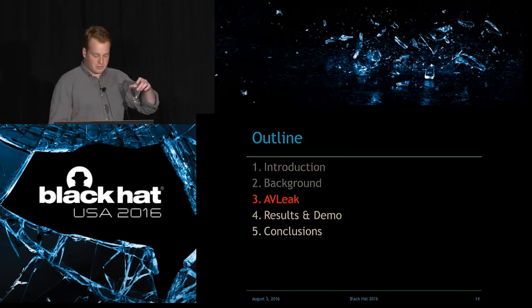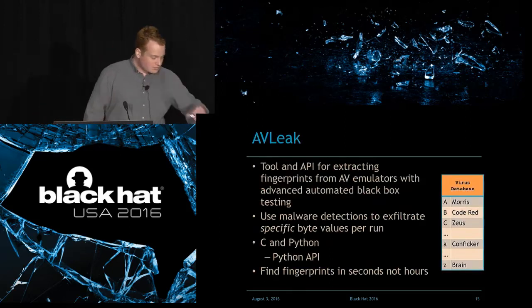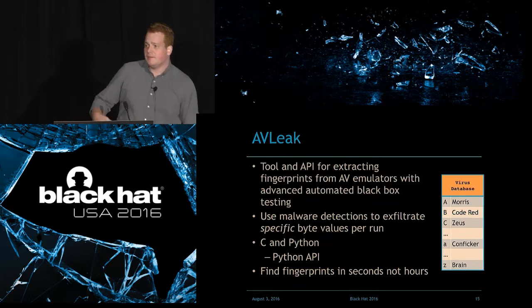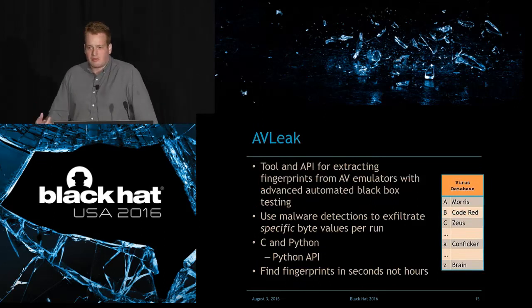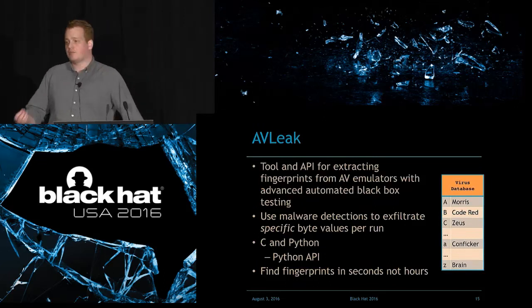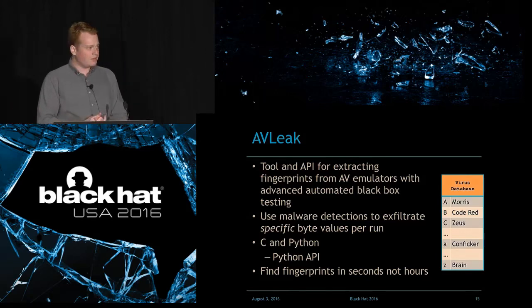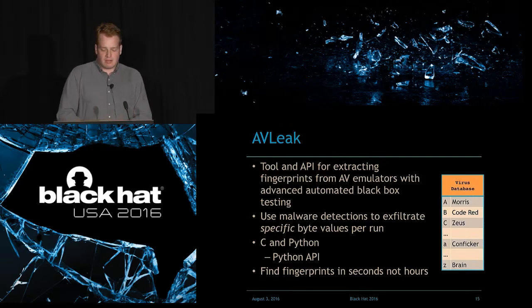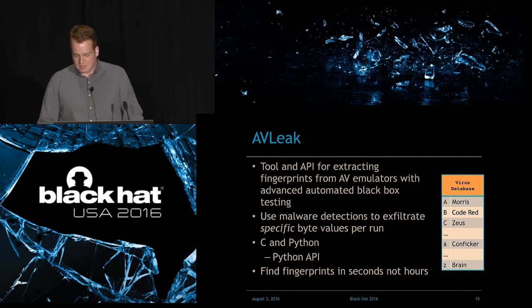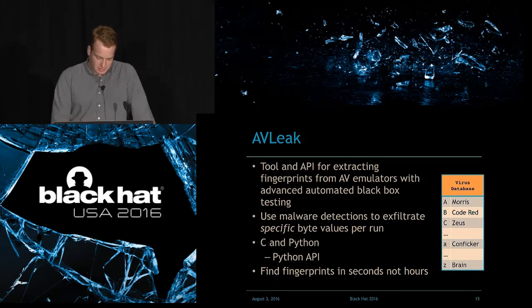And now I want to talk about our innovation, which we call AVLeak. So our innovation on this prior approach is that we exploit arbitrary malware detections to exfiltrate arbitrary specific byte sequences with each run, each scan. And we built this tool in C and Python, and we create fingerprints in hours, not seconds. So I want to show you what this looks like.